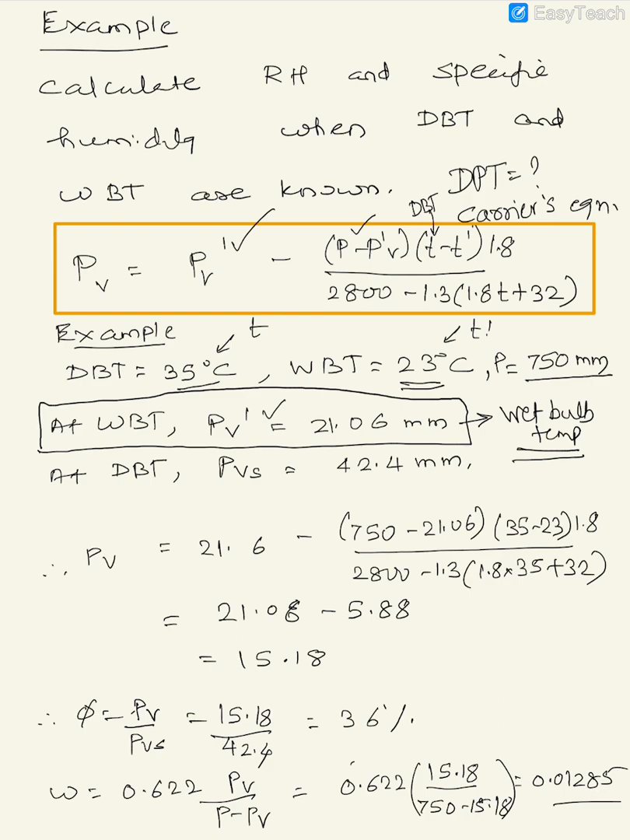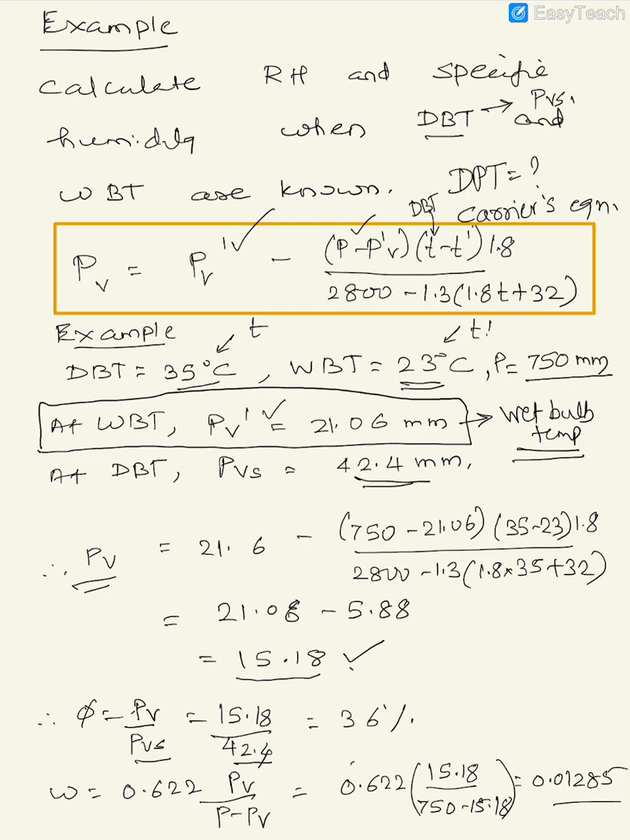Once you put all these values, you will get a value of PV. So this is the expression which is used to find PV when the dry bulb temperature and wet bulb temperature are known. So this way we get the PV value. Once you get PV, and because you know dBT, dBT would give you PVS. PVS at dBT is 42.4.